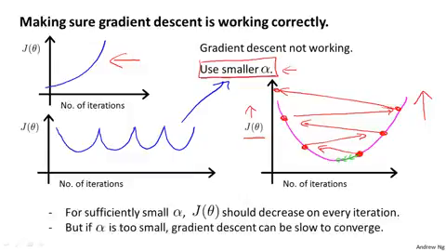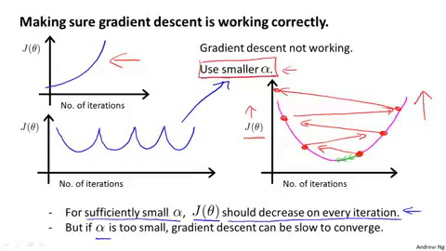I'm not going to prove it here, but under mild assumptions about the cost function J, which does hold true for linear regression, mathematicians have shown that if your learning rate alpha is small enough, then J of theta should decrease on every single iteration. So if this doesn't happen, it probably means alpha is too big and you should set it smaller.